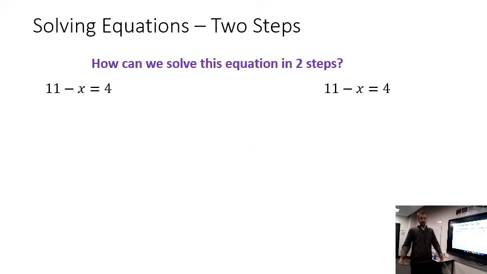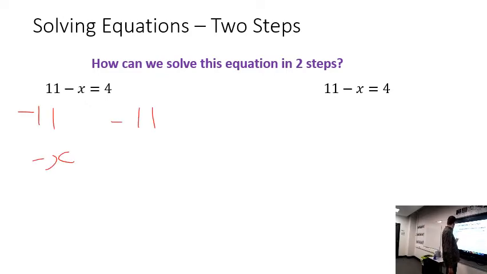Okay, so here we're looking at two ways of solving this equation. So one approach could be getting negative x on its own. So how to get negative x on its own? We need to subtract 11 from both sides. So we've got negative x is equal to 4 minus 11 is equal to negative 7.